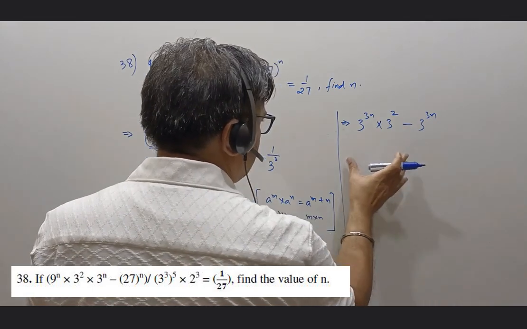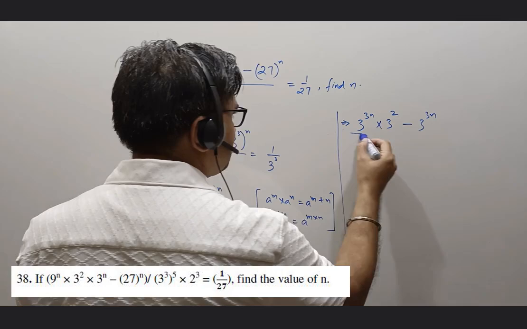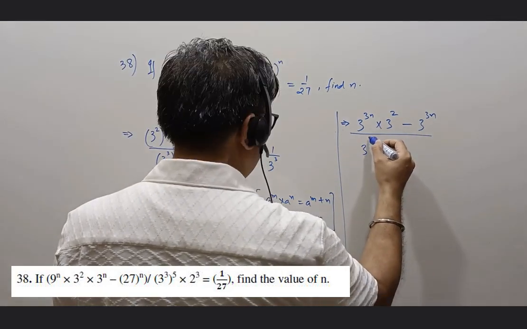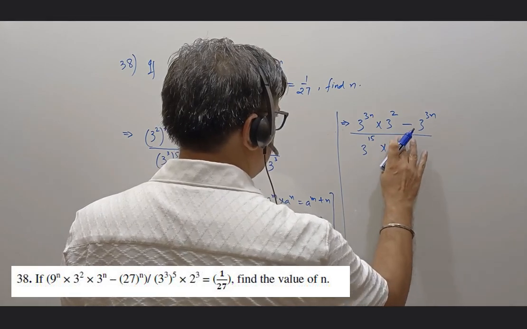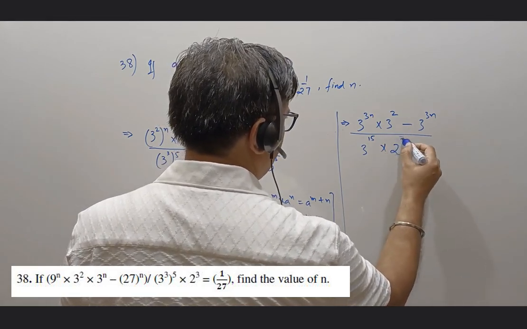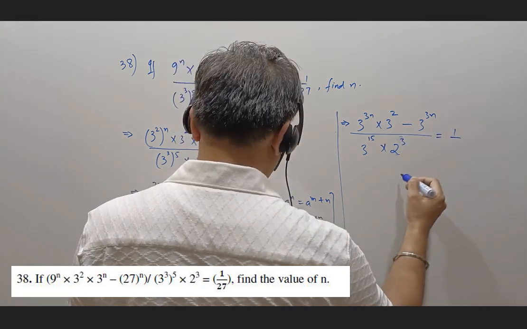In this, you'll apply the reverse of distributive law. So in this case, this gets to 3 to the power 15 into 3 to the power 2 to the power 3. Sorry, this is 2 to the power 3 is equal to 1 by 3 cube.